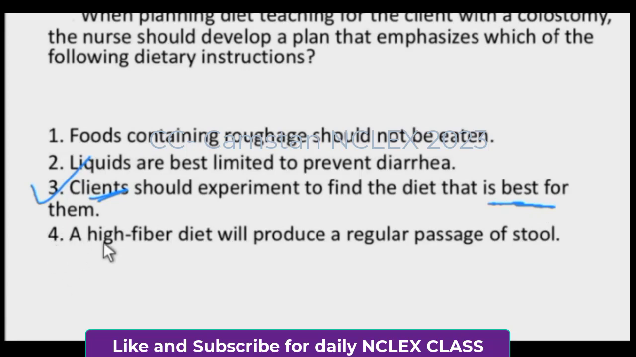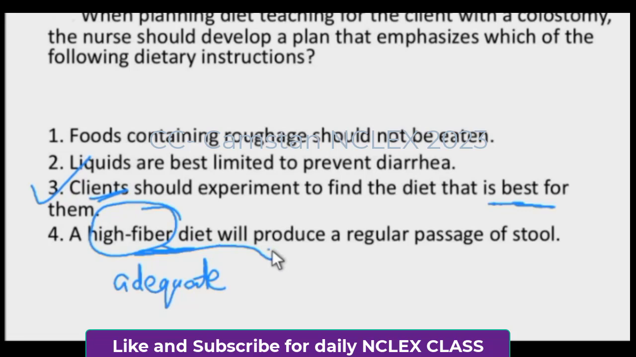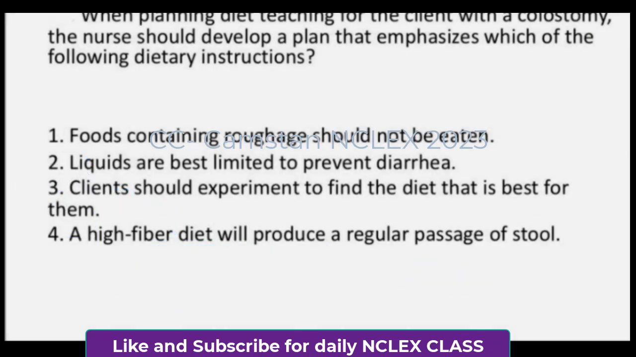And about fourth, a high fiber diet will produce a regular passage of stool. Basically, students, what does a high fiber diet do? It may produce loose stools. Taking adequate fiber in a diet is good, but a diet which is very rich in fiber may actually produce loose stools. So that's why option 4 is also wrong. So the correct one is option number 3. Now moving to the next question.